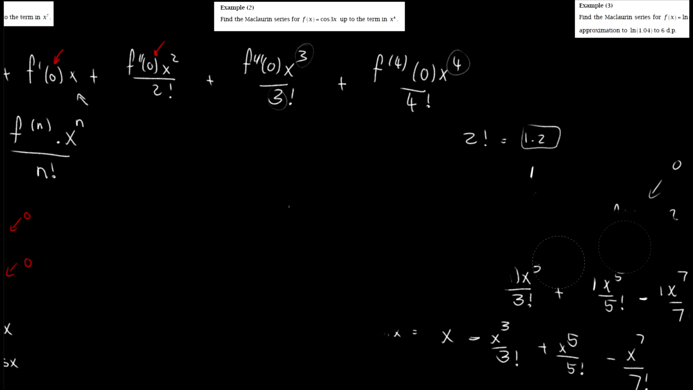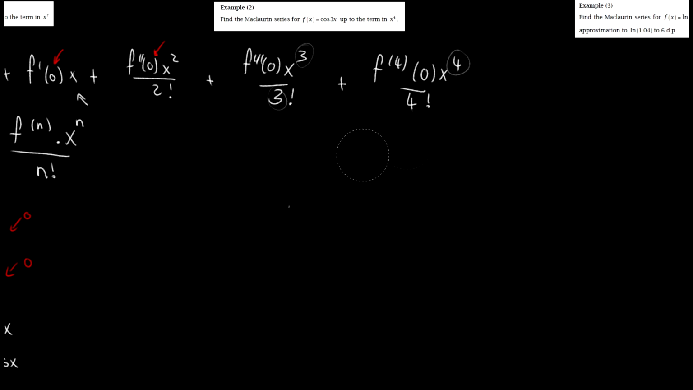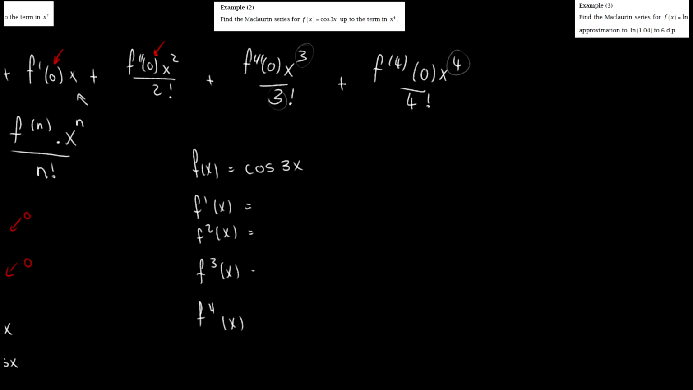Okay, let's do the next one. Next one's a little bit more challenging. So now they ask us to find the Maclaurin series for f of x equals cosine. So what I like to do again, I mean, you don't have to do this, I just like to do it. 1, 2. Oh, we only need up until x to the 4. Okay, nice. 3, 4. I mean, I don't really think you can mess up Maclaurin series, to be honest. The only real way you can mess it up is if you don't know how to differentiate, right?